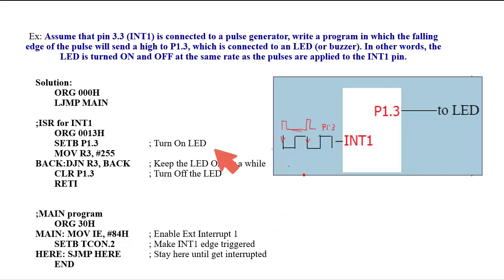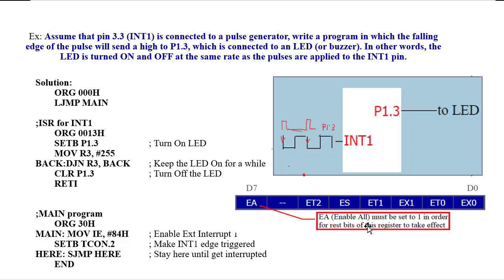As this is an external interrupt, it is sufficient to set the IE register only. In this case, which interrupt are we using? We are using INT1, so this is external interrupt 1. So this bit should be logic 1. And no doubt the enable all pin should be logic 1. All other bits should be logic 0. So ultimately the value of the IE register will be 84. This is 8 and this is 4. So the first instruction to initialize is MOV IE, #84H.